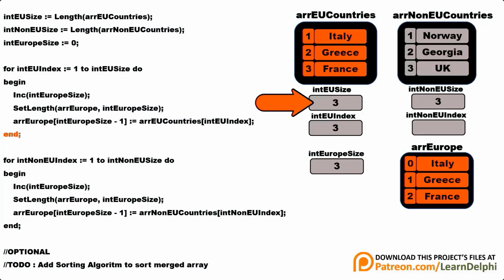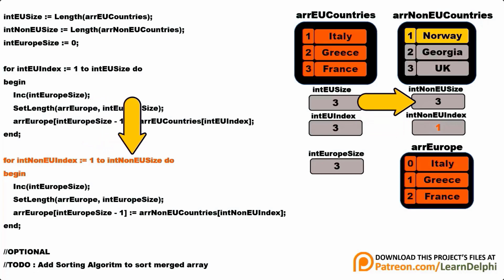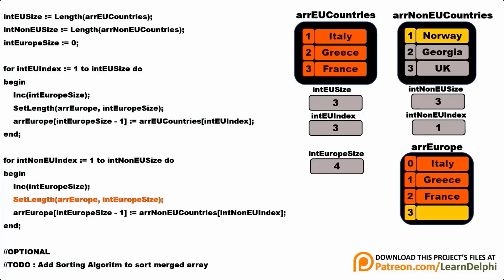The first loop is done because it reached the end of the array. Now you enter the second for loop to cycle through the array that stores the non-EU countries. It also starts at 1 and its upper limit is also the size of the array. So it will find Norway the first time you enter the for loop. You increase the integer that sizes the dynamic array to 4. Then you use the setLength procedure to add the fourth element to the dynamic array.